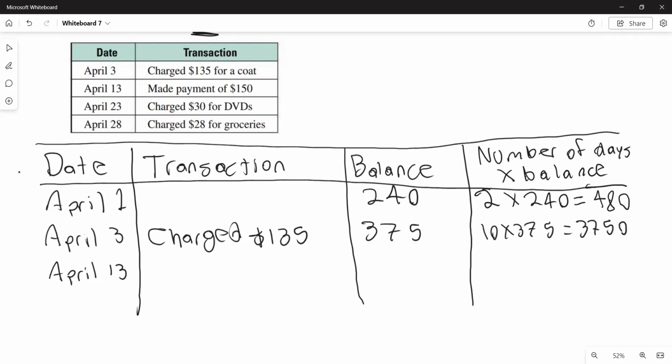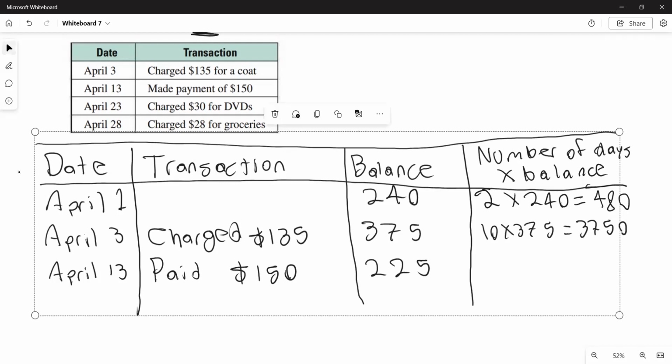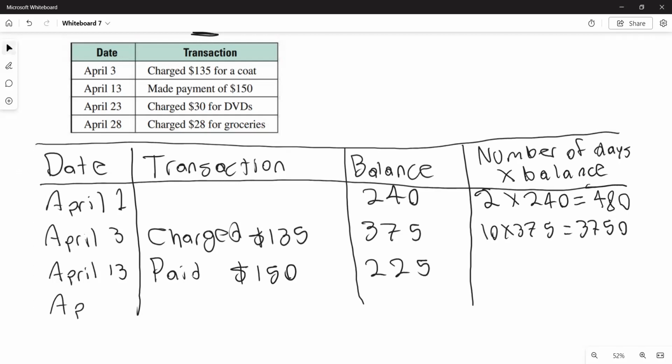So on the 13th, that person made a payment of $150. So the balance is now 375 minus 150, or 225, until April 23rd. From April 13th to April 23rd, that's 10 days. So that's 10 days with that balance.